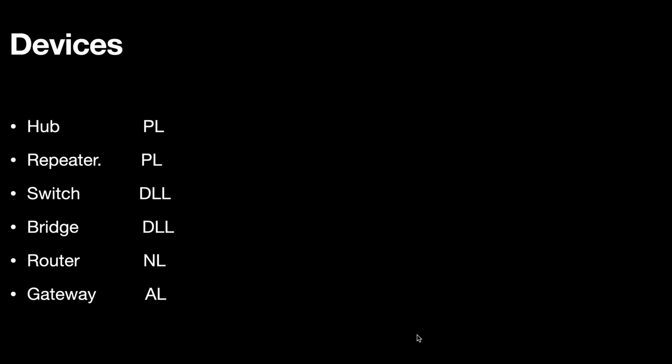And the next one, gateway. This is the answer for this: application layer, which is where it operates. A gateway, as the name suggests, is a passage to connect two networks that may work upon different models.